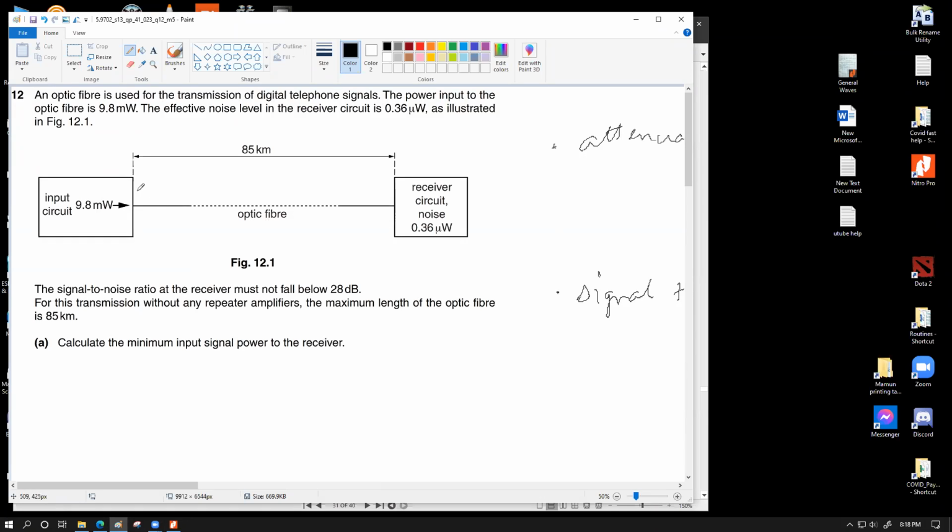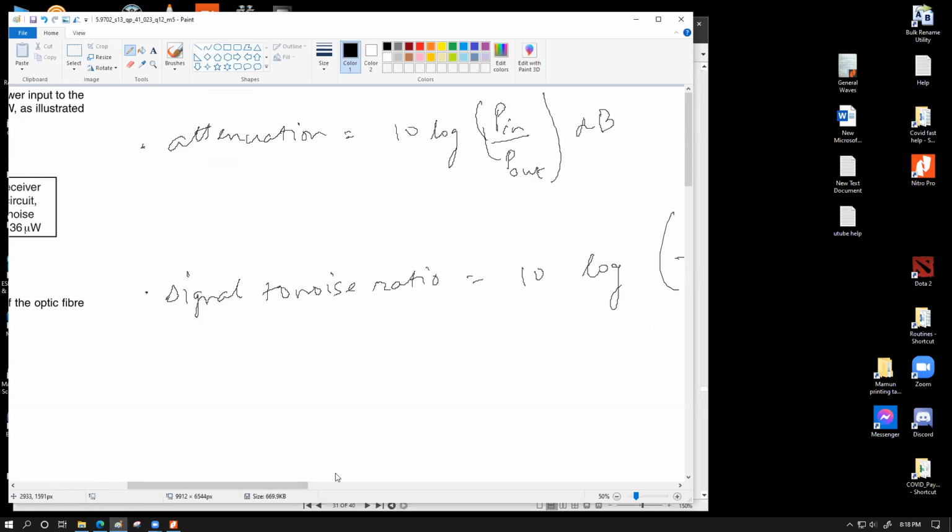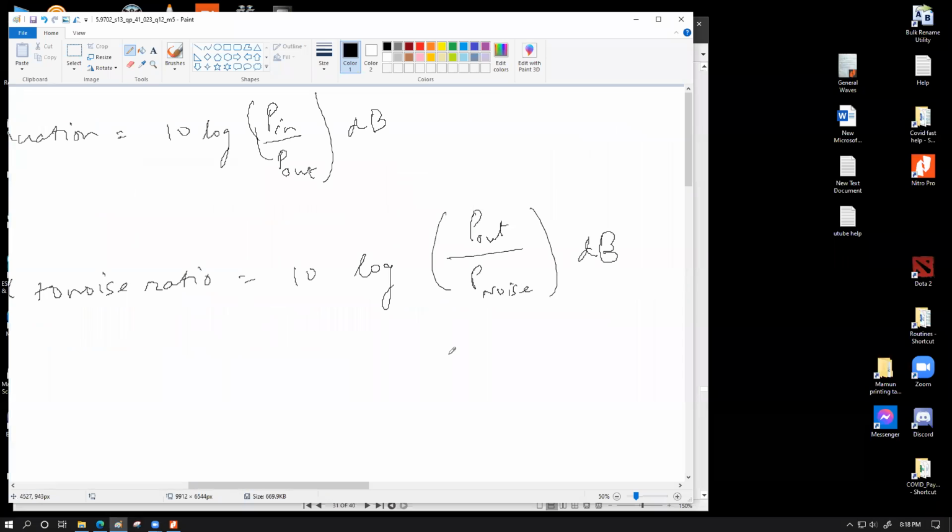Have a look once again. Try to understand the information. On the input side, we have 9.8 milliwatt. This is the input power to the signal. It is traveling through the optical fiber channel, which is a communication channel of 85 kilometers. Then we have a receiver circuit, which is receiving the receiver circuit noise. The noise of the receiver circuit is 0.36 microwatt. This is not the output power. This is the noise around this channel. So the question essentially gives us the input power, and it also gives us the noise power. So these are the two things which are provided in the question.